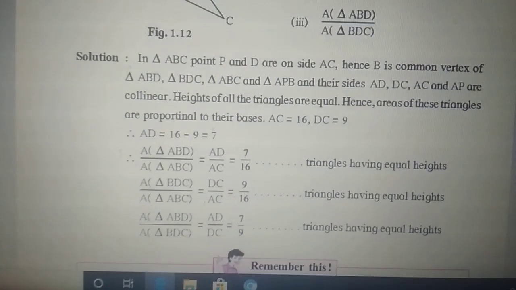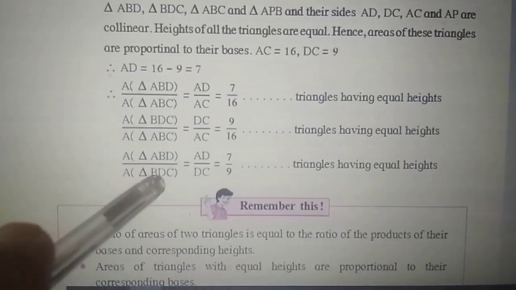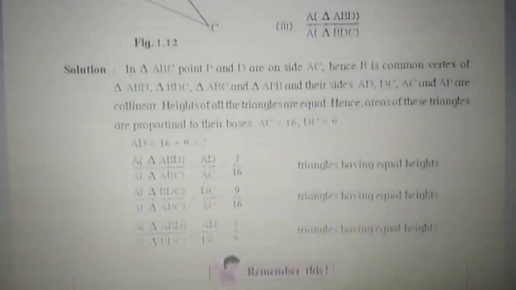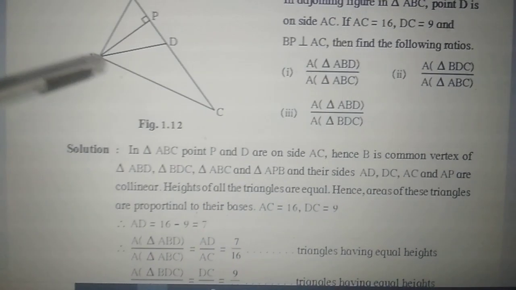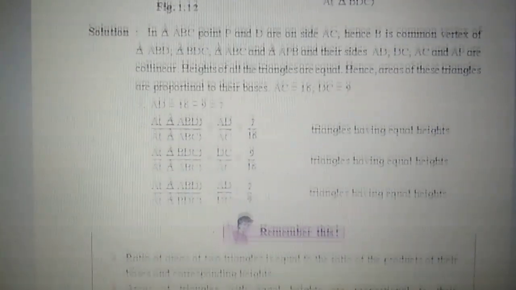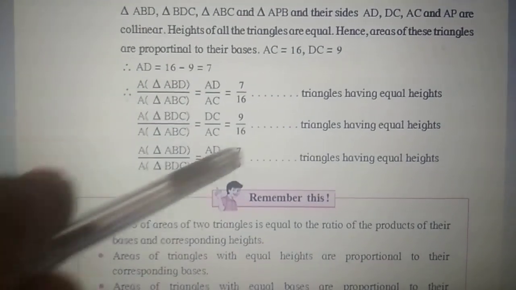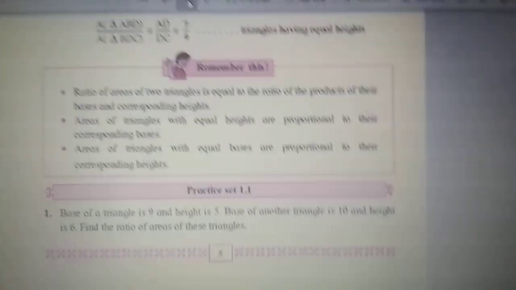Then last one, area of triangle ABD upon BDC. ABD is the upper one, base is AD, and BDC is the lower one, base is DC. AD upon DC, that is 7 upon 9. Now these four sums you can solve. You solve these four sums in your notebook. And now what should you remember?